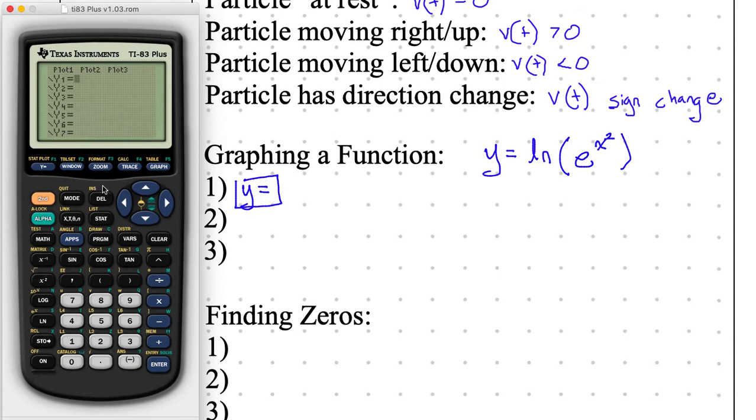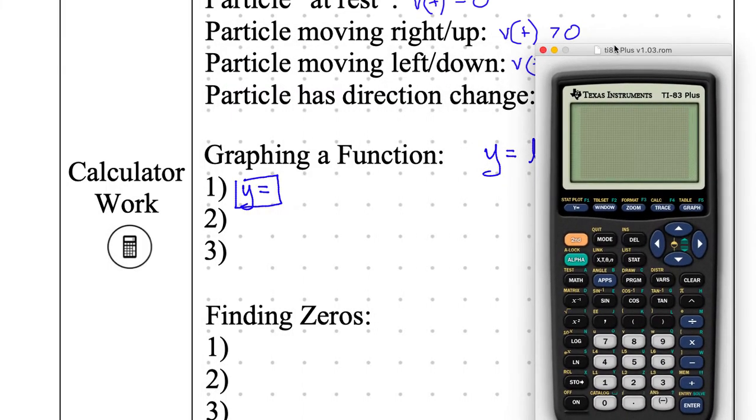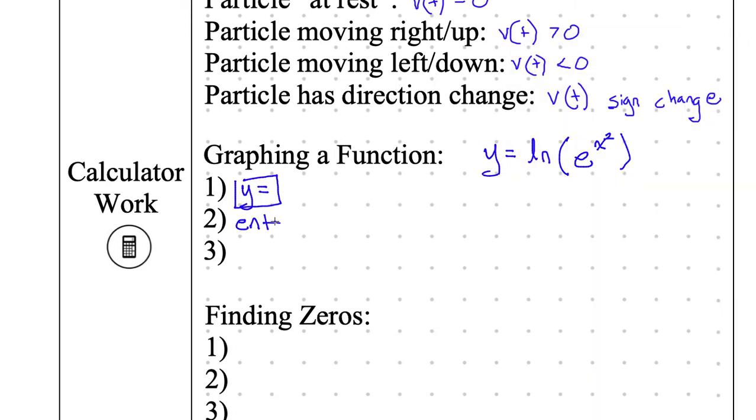It takes a while. So y equals, and then you do natural log of second e to the power of x to the power of 2. It looks weird on the TI-83 Pluses, but there it is. You guys can enter it obviously on yours. Okay. The next step is to enter your function. And then the third step, the one that you haven't done before, is to hit the graph button.